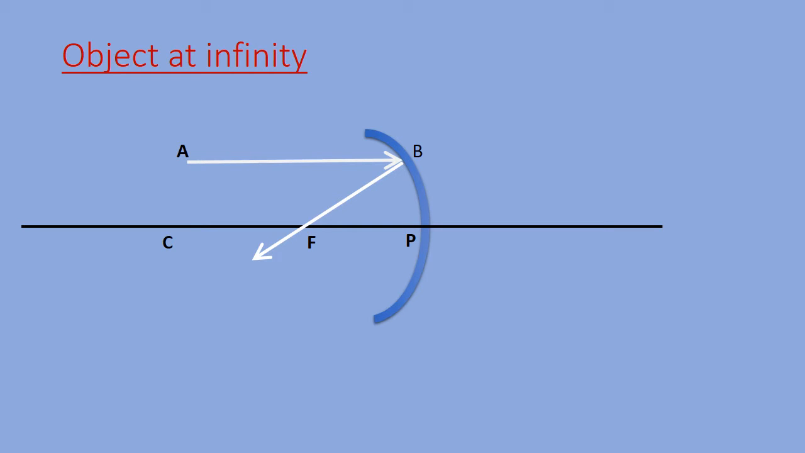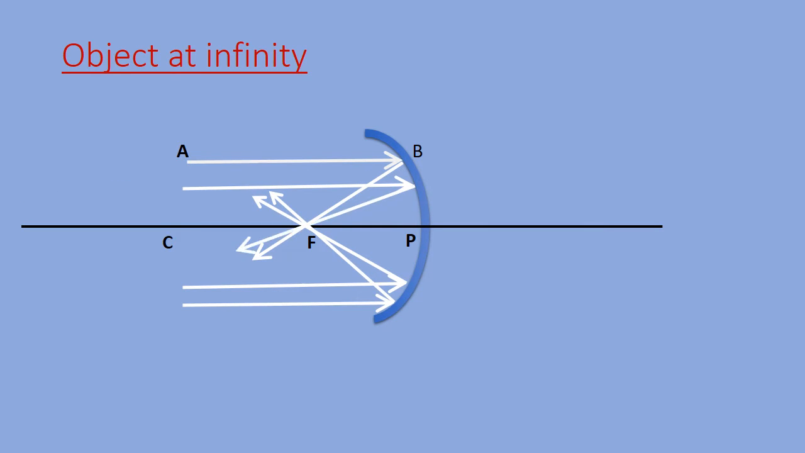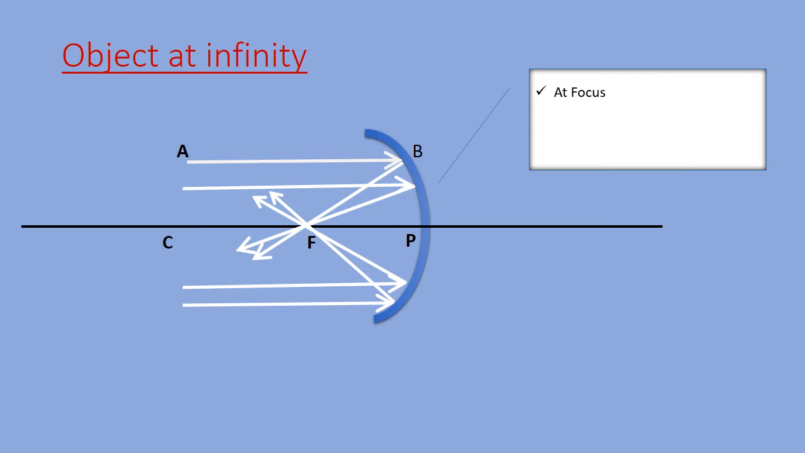The image would be formed at that point where the reflected light rays meet. Here the reflected light rays meet at the focus. Therefore, image would be formed at the focus and it would be highly diminished. It will be almost point size and the image will be real and inverted.